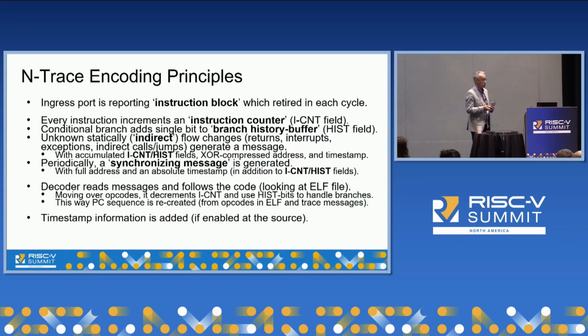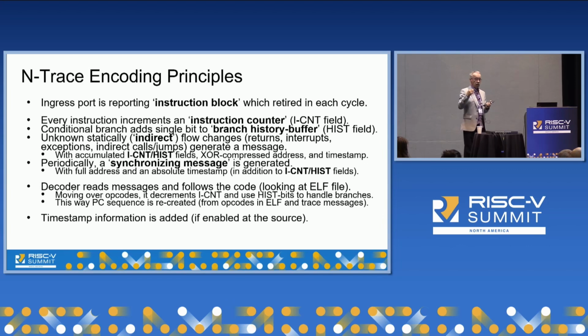Talking a little bit about the N-Trace itself. There are some basic principles, and these principles are very generic, applying to many traces, including E-Trace as well. First, the ingress port, which is actually part of the E-Trace specification, is sending you blocks of instructions. So whatever is retired, you see a block. If you have a CPU core which retires many instructions at once, you might have just one or ten instructions executed. So that's an input. And on this input, what the encoder does is count instructions.